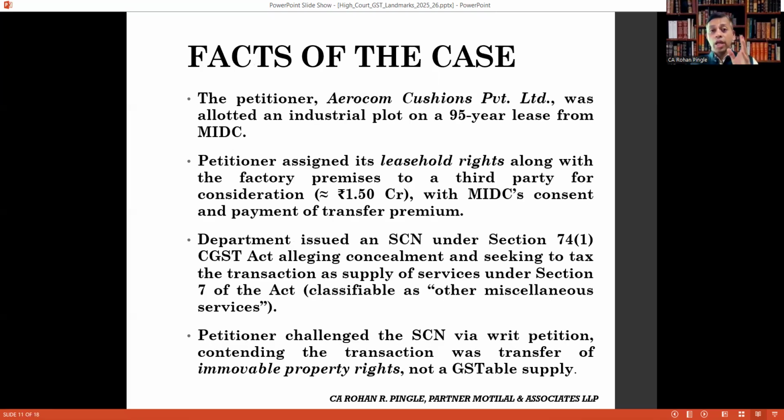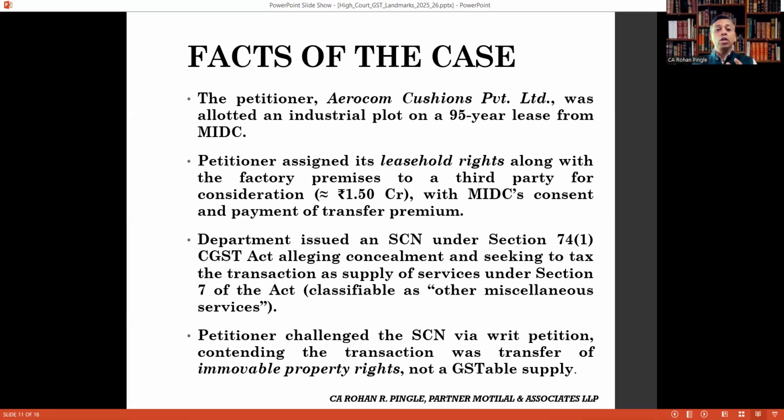The petitioner Aircom Cushions Private Limited was allotted an industrial plot on a 95-year lease from MIDC. The petitioner assigned its leasehold rights along with the factory premises to a third party for a consideration of 1.5 crore, with MIDC's consent and payment of transfer premium.